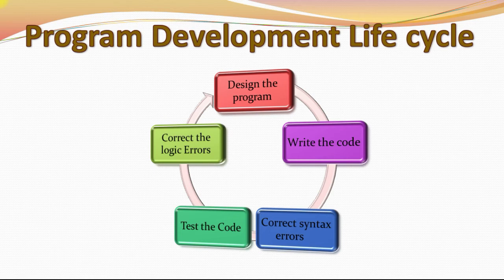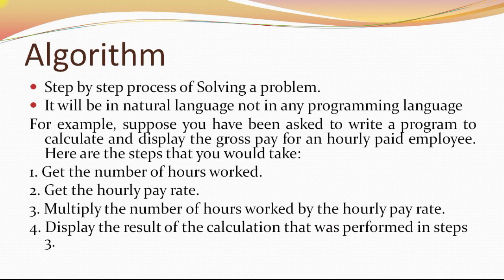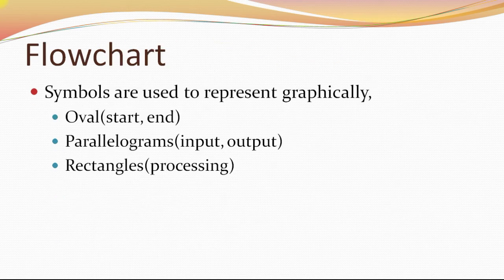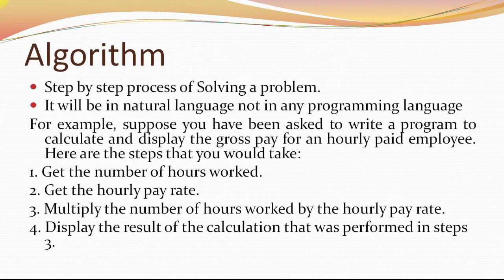So this is about the program development life cycle. To design the program, we have three different options: algorithm is one, pseudocode is one, flowchart is one. Let us discuss one by one. Algorithm is a solution for a problem. Pseudocode is also a solution for a problem. Flowchart is also a solution for a problem.